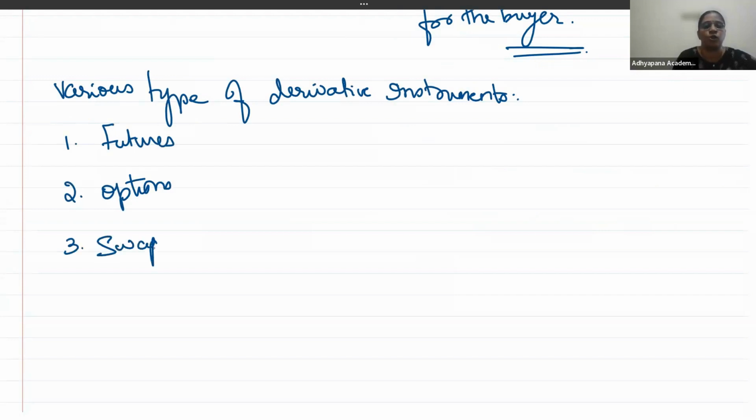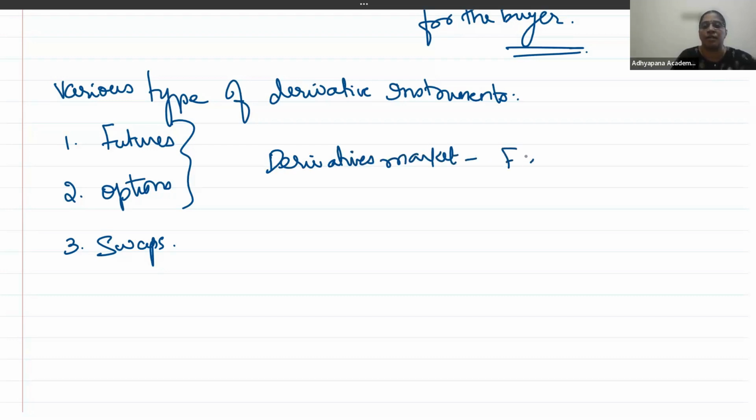Okay. So, futures and options are dominant in a derivatives market. That is why a derivatives market is alternatively called the F&O market, the futures and options market.